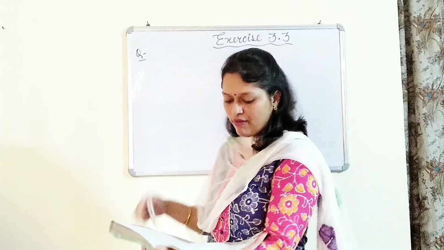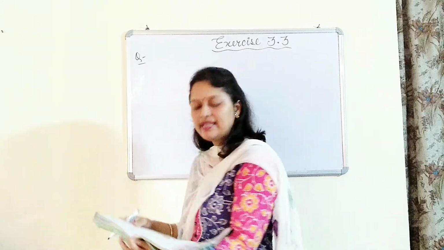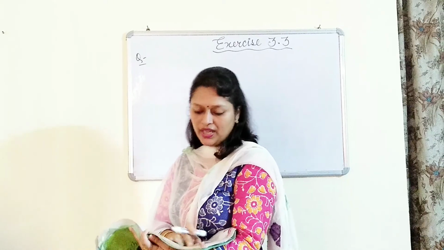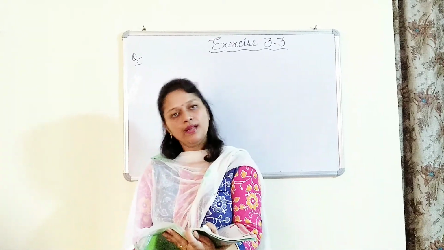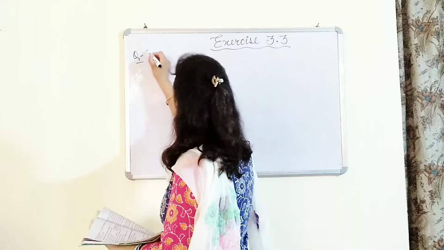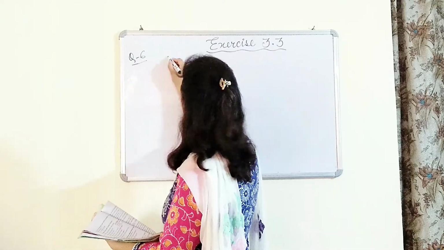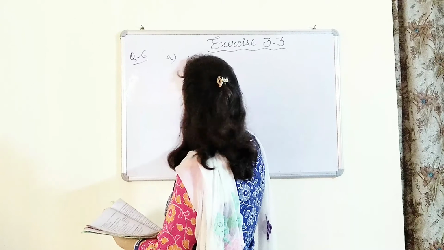Look in your book, everyone. Question number 6. Write a digit in the blank space of each of the following numbers so that the number formed is divisible by 11. Question number 6. Now in this case, you again have to find the missing digit.